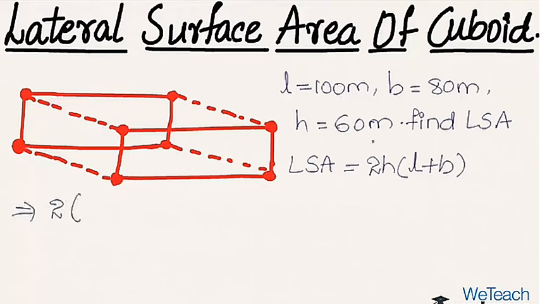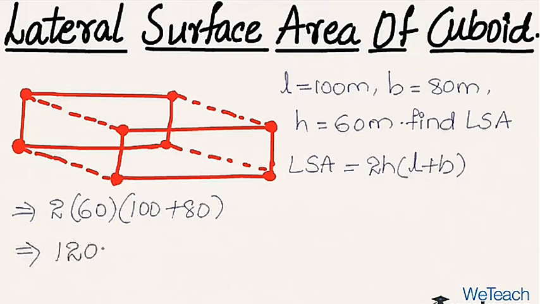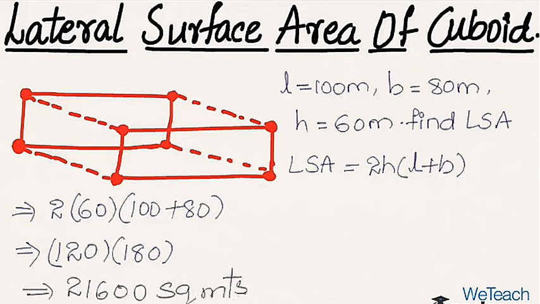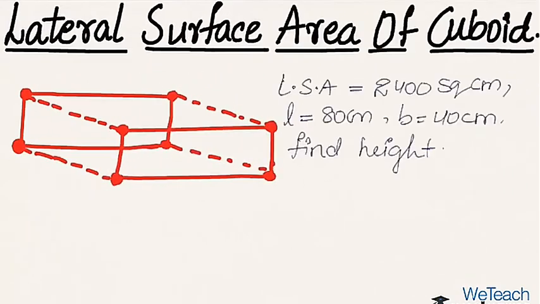So 2H into (L plus B). So 2 into, what is the measure of height? 60 into (L plus B), 100 plus 80, which is equal to 2 into 60, 120, into 100 plus 80 is 180. So 120 into 180. Upon multiplying those two, we'll get the answer as 21,600 square meters. As all the dimensions are in meters, the answer is 21,600 meters square.